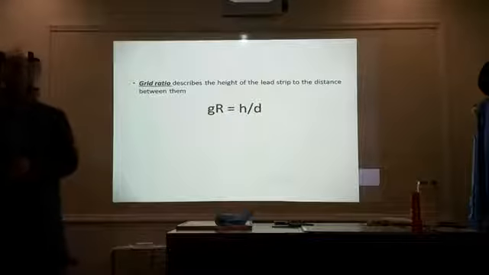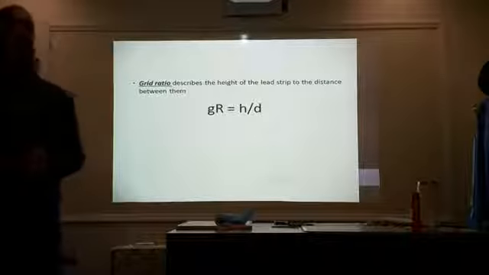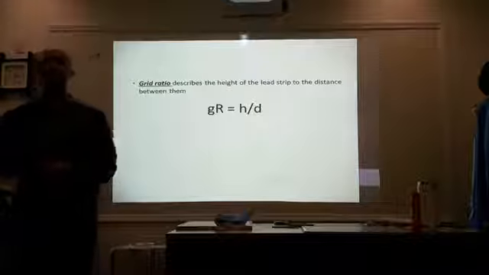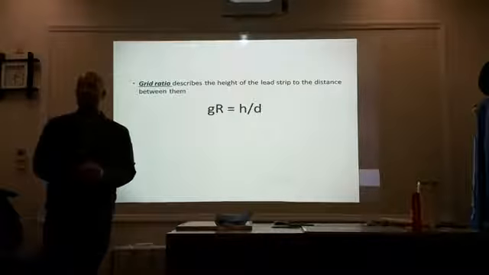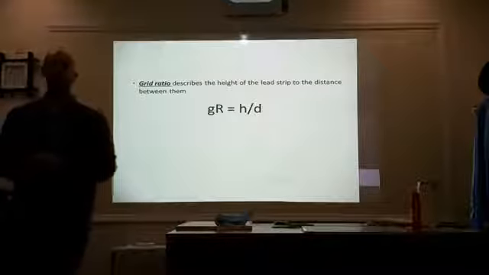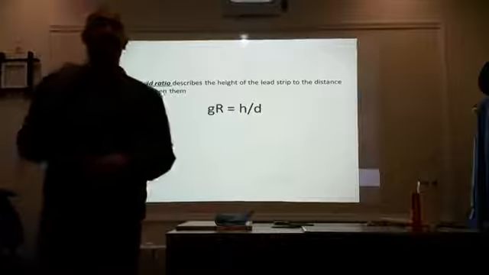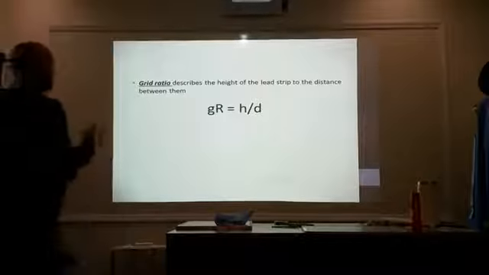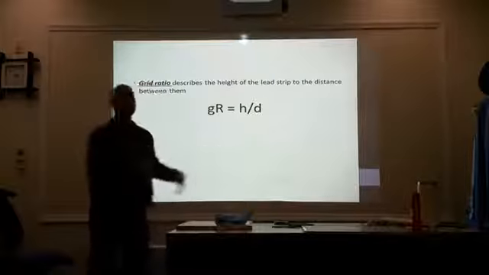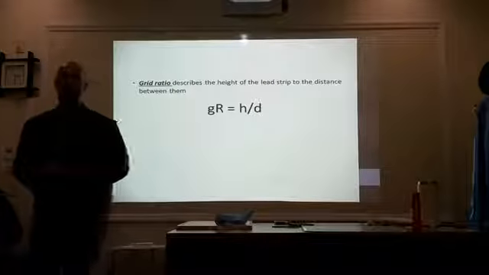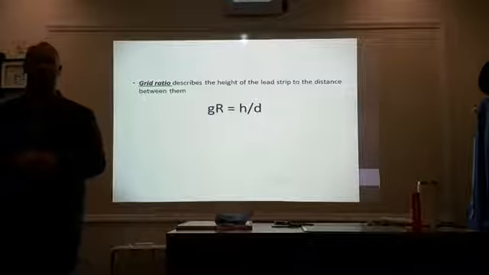Grid ratio describes the height of the strips to the distance between them. It is our number one factor in describing the grid's characteristics.